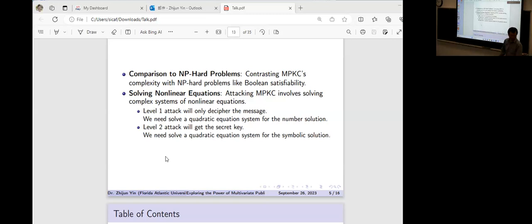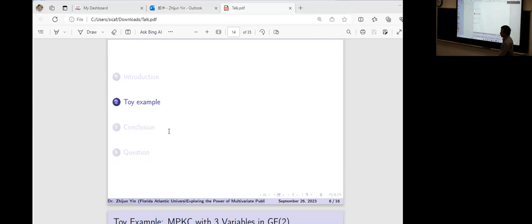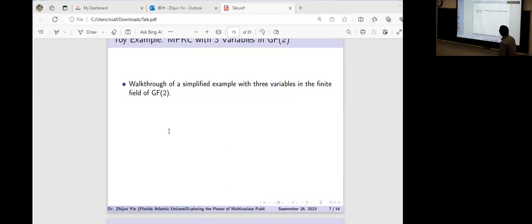That's some background knowledge about the benefit of the system, what we're talking about, and how far along the work is. Now we take a look at a trivial example. In this example, we will walk through a simple example. Also, from my point of view, it cannot be simplified. So that's the most simplified example possible in this kind of MPKC.